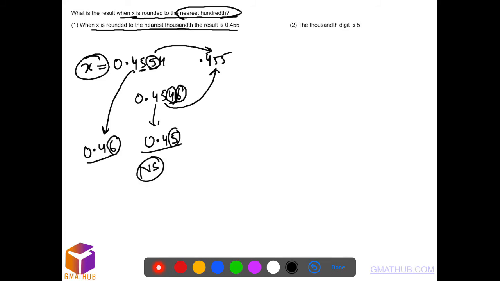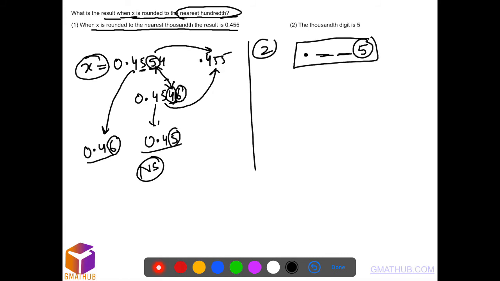This is not sufficient. The concern here is whether the 1000th place is 5 or 4. That's the concern. The second statement says the 1000th digit is 5, but we don't know the other digits, because the question is what the final number is after rounding off. So this is not sufficient.